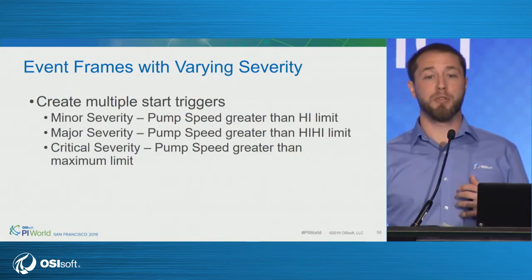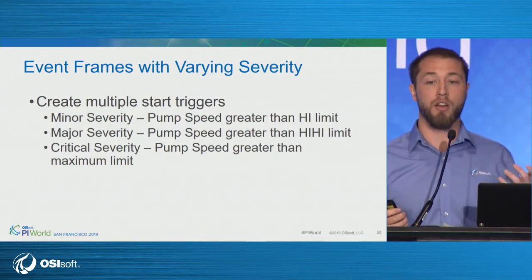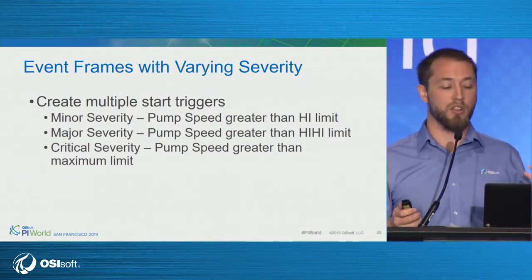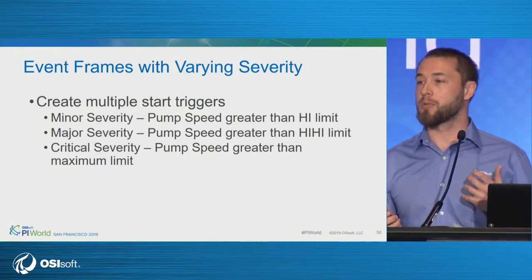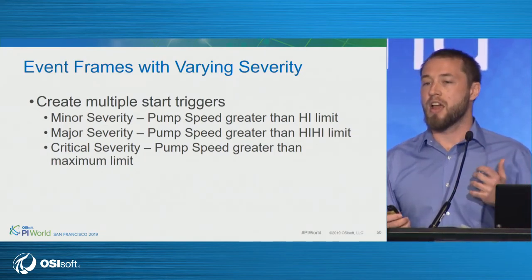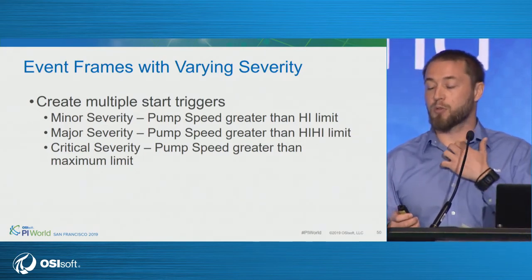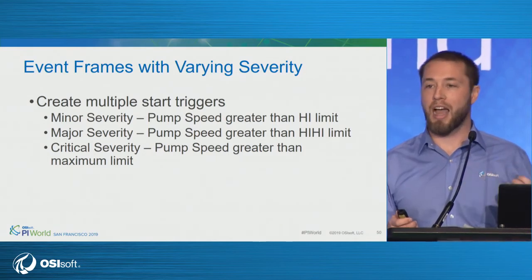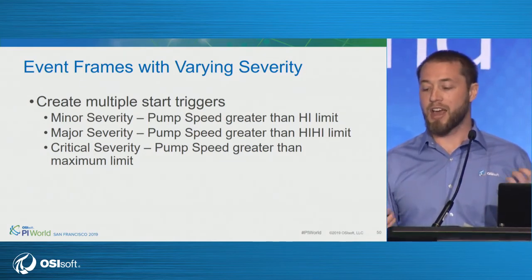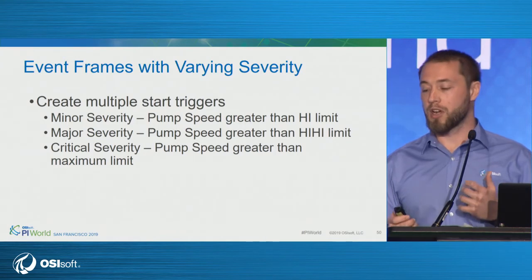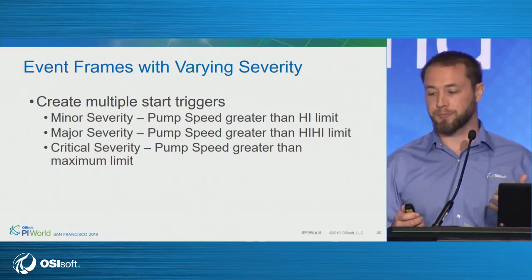How I did this one specifically is I just simply created 3 start triggers. So the first start trigger was when a pump speed was greater than a high limit. Then the major severity was when the pump speed was greater than a high limit. And then lastly, obviously, I had a critical severity when the pump speed was greater than a maximum limit.